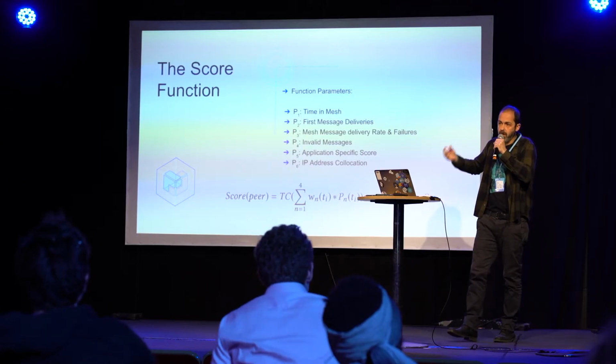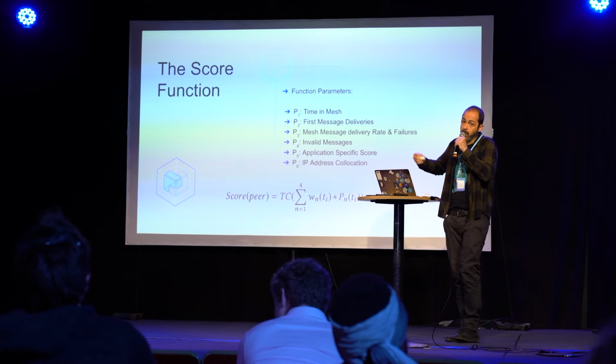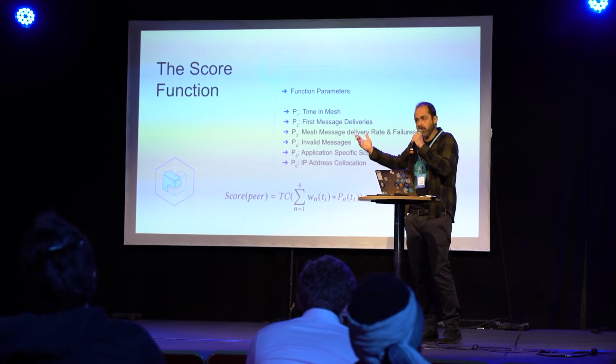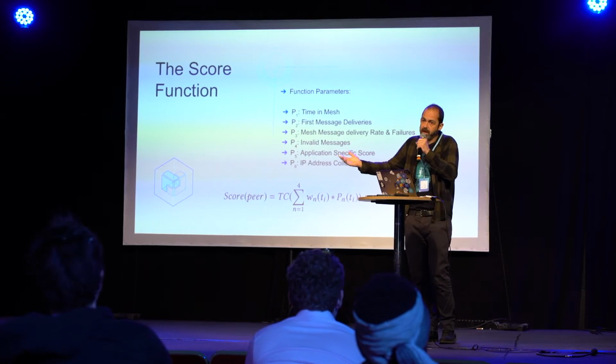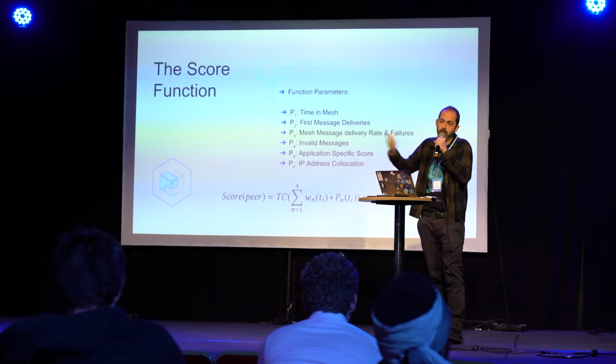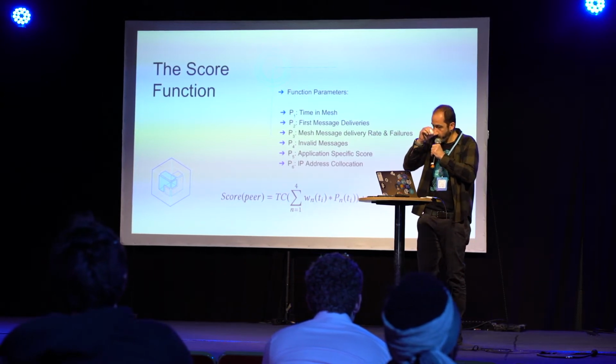The P2 parameter is first message deliveries. The more times you receive a message first from a node, the higher the chances that this node is not misbehaving, is not delaying messages. So they receive a message, they send it directly to you. And that's a good sign that the node is doing its best to propagate messages as fast as possible.